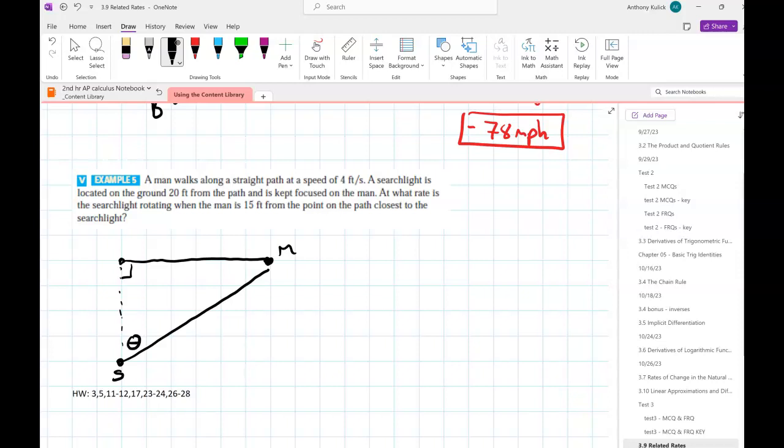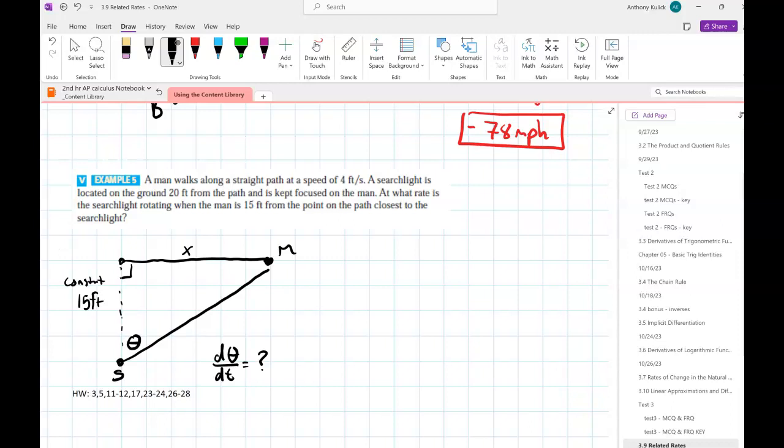So the rate at which that's turning, we'll call that angle theta. So we're looking for d theta dt. Now we know that searchlight is 15 feet from the point of the path closest to the searchlight. So that side length is a constant 15 feet, right? Everybody agree with that?